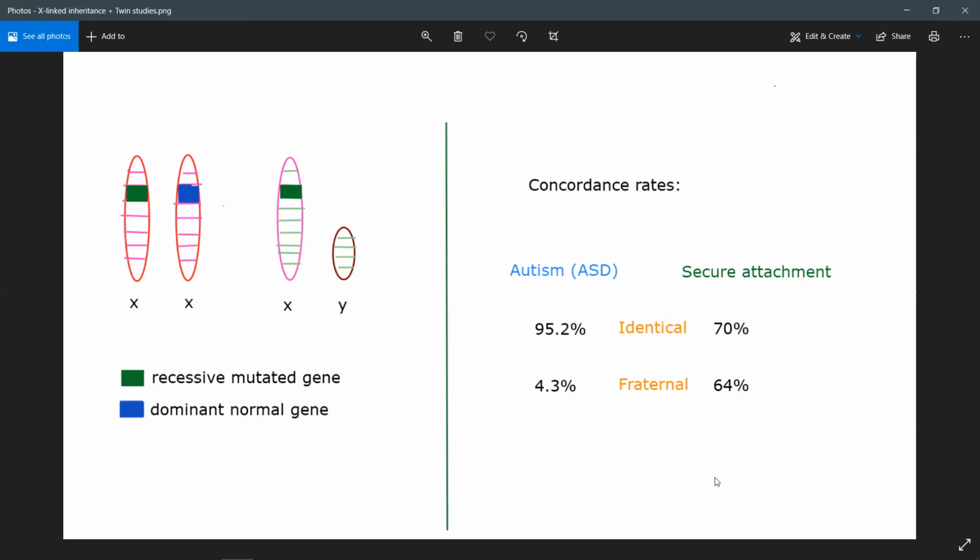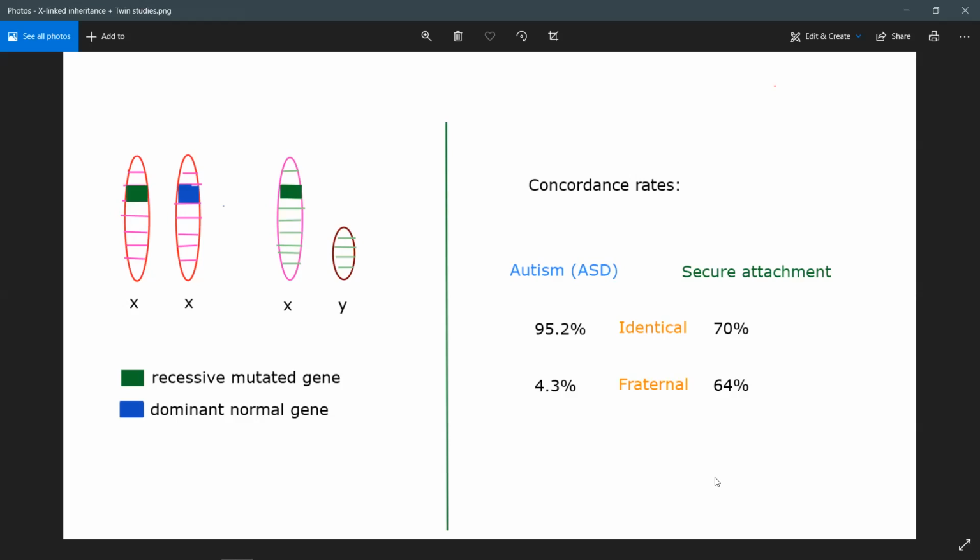Let's say she carries, for instance, the recessive hemophilia gene, which is carried in this 23rd pair. Another example would be red-green color blindness, which is carried in this 23rd pair. Anyways, hemophilia, before I go on, is when your blood doesn't clot normally, just in case you weren't aware. So let's say the mother has a recessive mutated gene.